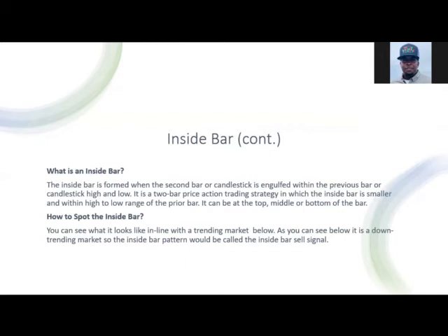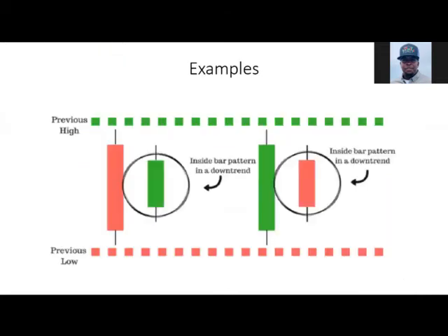So how are we going to spot this? You can see what it looks like in a trending market. On this next slide, as you can see, it's going to be in a downtrending market. So the inside bar pattern will be called the inside bar sell signal. The only way you're going to see this is if you draw a trend, or if you draw your support and resistance, and you're going to see the inside bar.